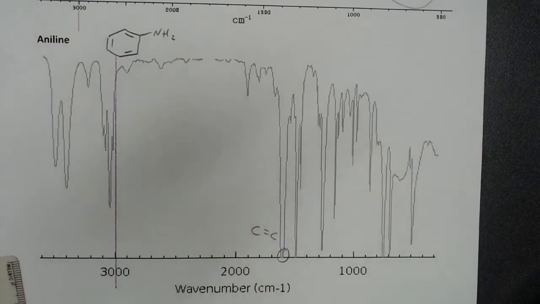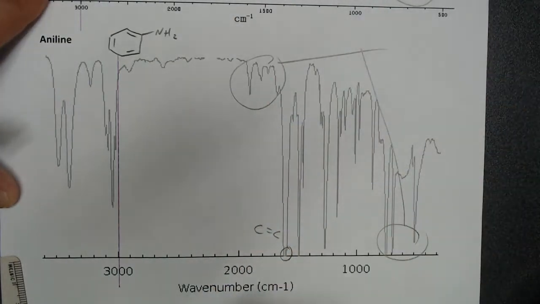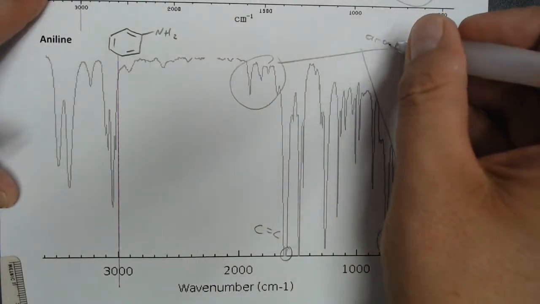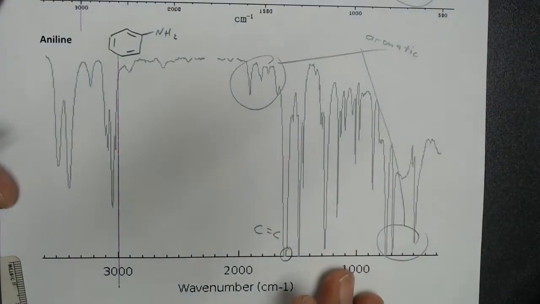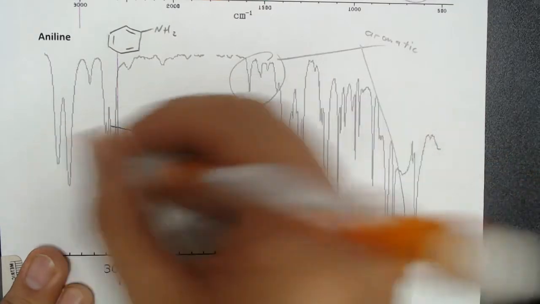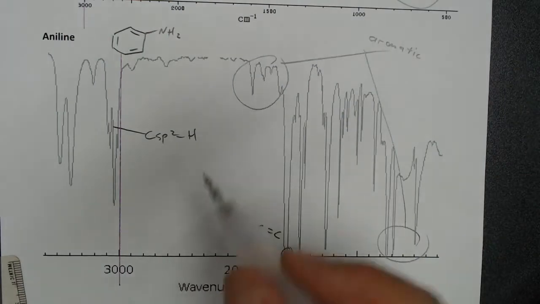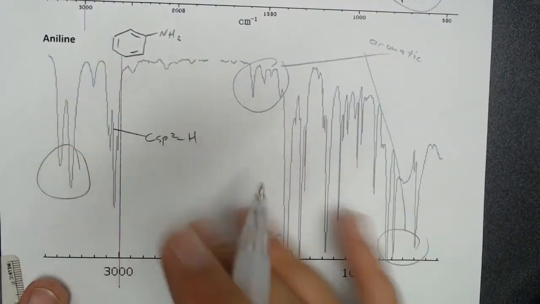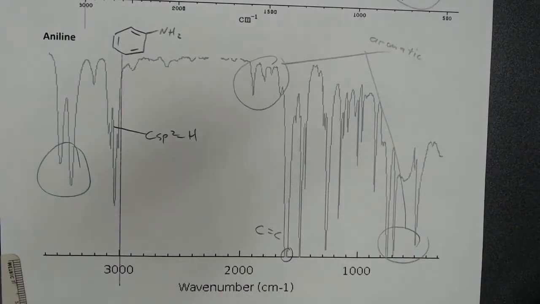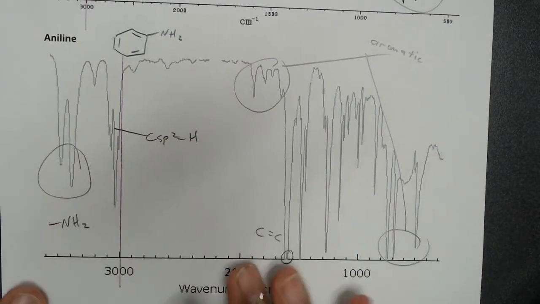Yep. We have overtones again in this one, here and here. Remember, they come as a pair. So that's your aromatic from your benzene. And then we have all of our CSP2Hs. Remember, on this side of the double bond, on the left side of the double bond. And then right here, what is that? That is our amine, and that is specifically an NH2. So that is a primary amine.